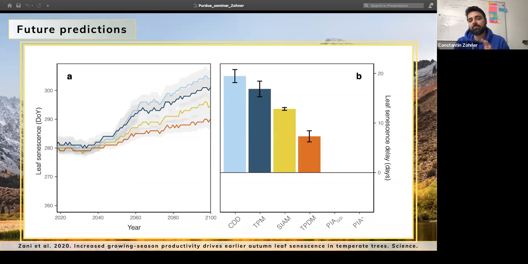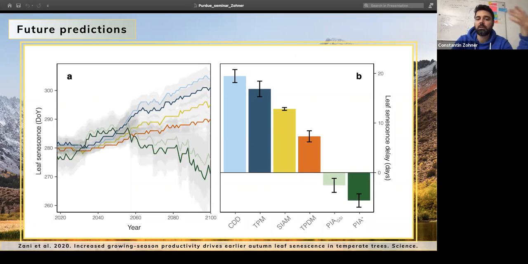Then there are second generation models that also already account for some of these other factors, like growing season temperature, and they predict that these delays should not be as pronounced. And now the model that we use, that is informed by this early season productivity, suggests that no changes are going to happen, and that at the end of the century, senescence might even occur a bit earlier. So these predictions strongly differ depending on which model we use.